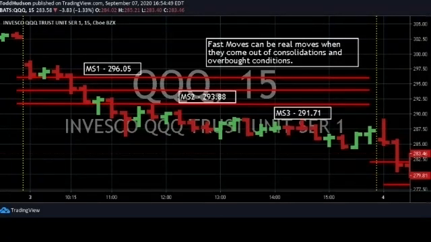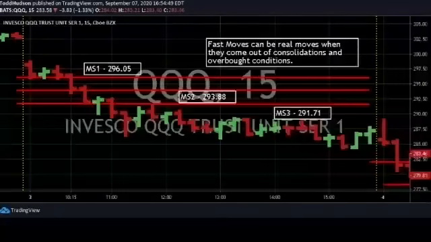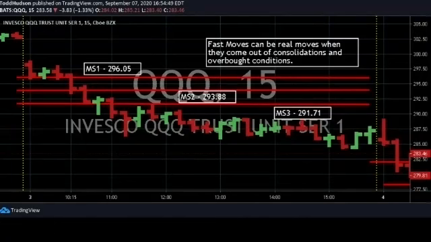This was actually the QQQs. It met the MS1 level down in the first 15 minutes of trading. What I found is that stocks that do make fast moves will not, if it's going to be a trend day, it's not likely to pull back to the open or much higher than the open.